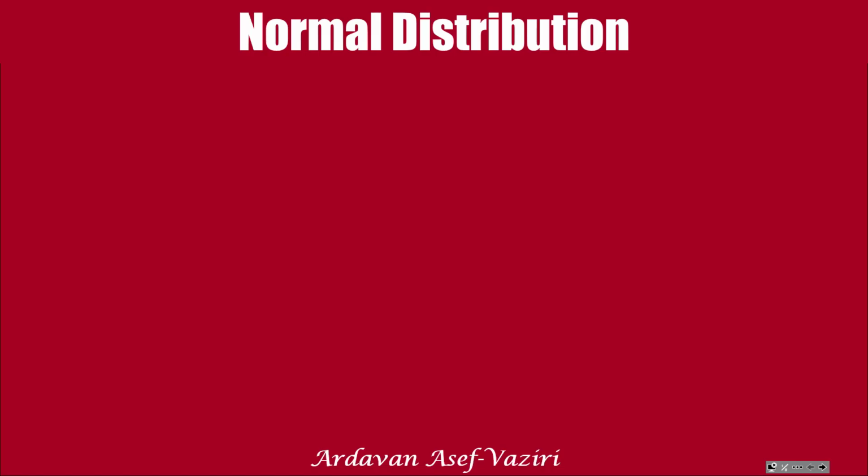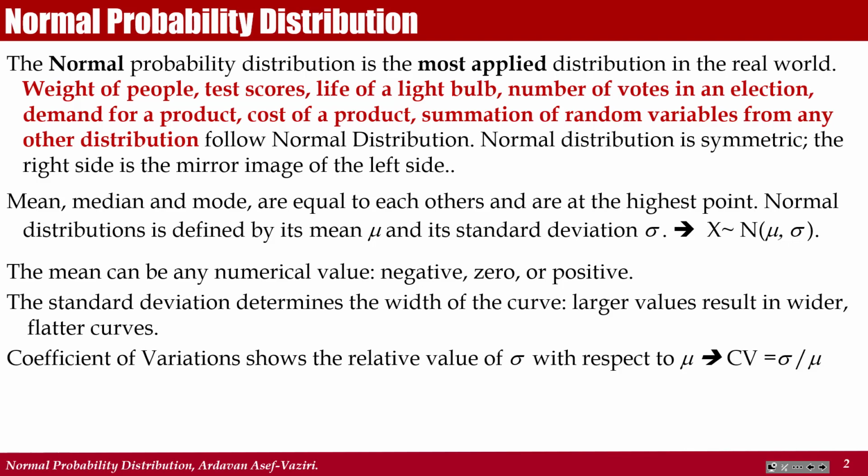Let's solve a couple of normal distribution problems. Normal probability distribution is the most applied distribution in the real world. Weight of people, test scores, life of a light bulb, number of votes in an election, demand for a product, cost of a product, summation of random variables from other distributions, they all follow normal distribution.